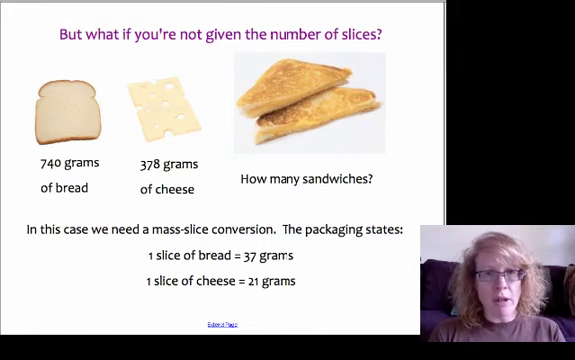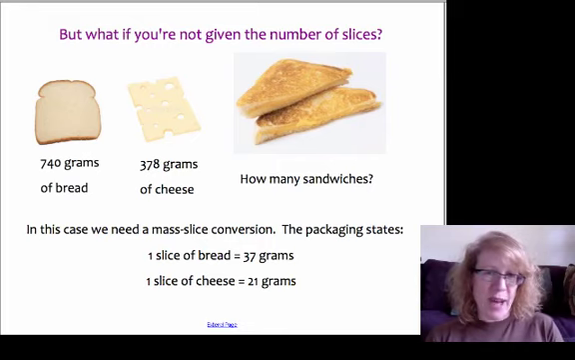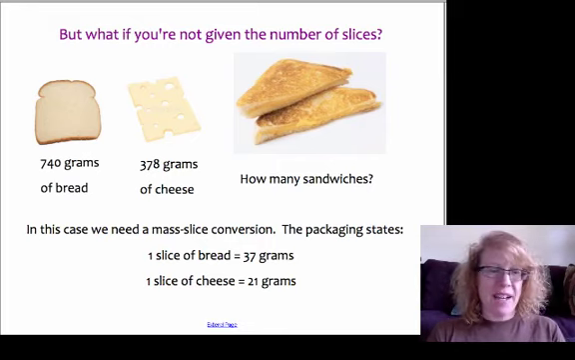A little bit harder because we don't know individuals. And we know that bread and cheese reacts on a slice-to-slice basis, not really a mass-to-mass basis. So we need one more piece of information, and that's that mass-to-slice conversion. In chemistry, we call it molar mass. But here's our mass-to-slice conversion at the bottom. I know from the package that 1 slice of bread weighs 37 grams, and 1 slice of cheese is 21 grams. So the next thing should be pretty straightforward.